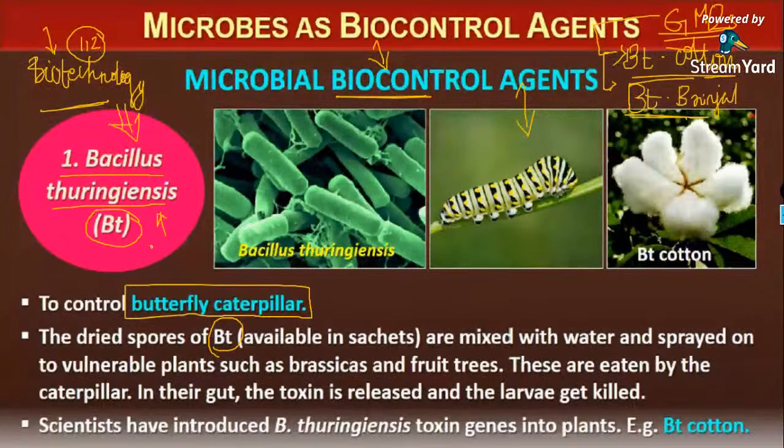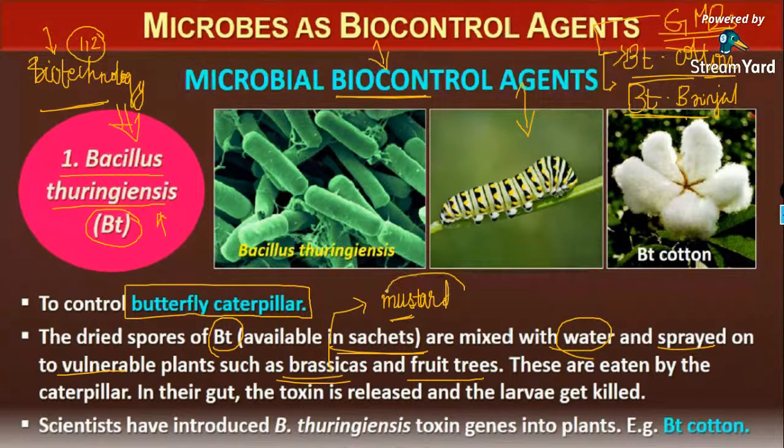So the dried spores of BT, that is Bacillus thuringiensis, which is a bacterium, are available in sachets, which are mixed with water and sprayed onto vulnerable plants such as brassica. Brassica means the mustard family. Then you will have the fruit trees. About the details of mustard cultivation, we have to study in the chapter strategies, which I will be beginning today, sharp at 7 p.m.